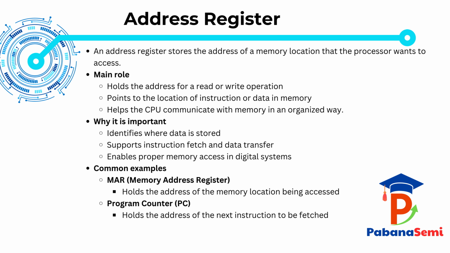in an organized way. Address registers are very important because they allow the processor to identify where information is stored and support instruction fetch and data transfer operations. Common examples include the Memory Address Register, or MAR, which holds the address of the memory location being accessed, and the Program Counter, which stores the address of the next instruction to be executed.